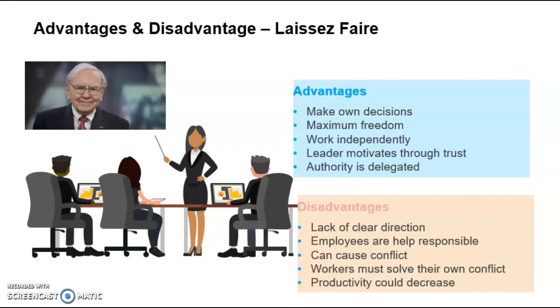Productivity may be compromised with a lack of tight control over workers not meeting deadlines. And lastly, productivity may be low if employees lack the necessary knowledge or skills. The picture up here is one of Warren Buffett, and he is a real laissez-faire leader because he's always believed in having expert people who can get on and do the work without him having to check in on them.